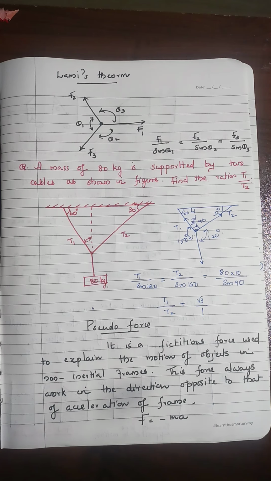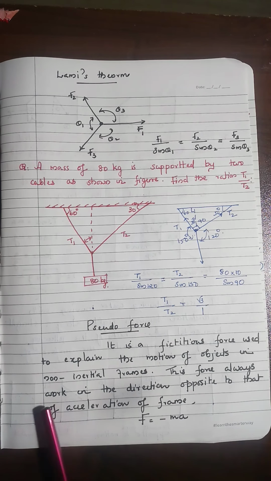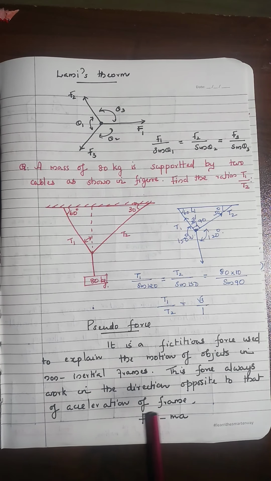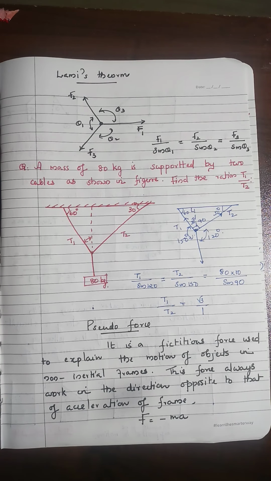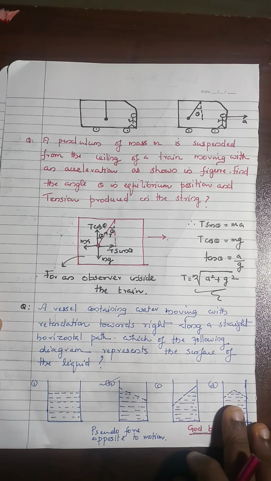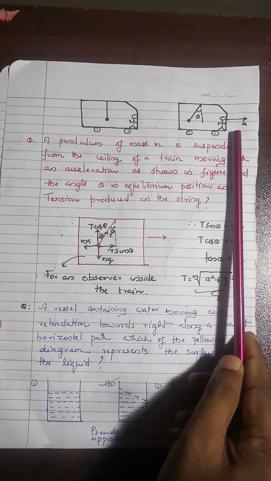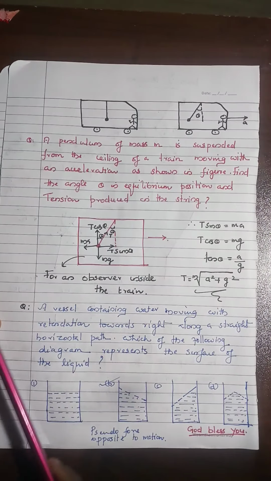You get the value. We are waiting with a very, very important concept, the pseudo force. It is a fictitious force used to explain the motion of objects in non-inertial, accelerated frames, and this force always works in the direction opposite to the acceleration of the frame. Look at the figure. So here there is no motion, but there is acceleration. So that body moves in the backward direction.